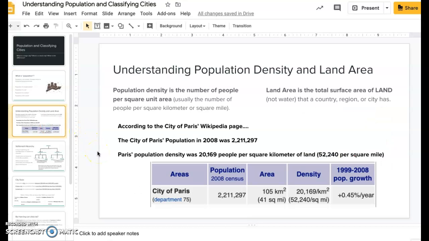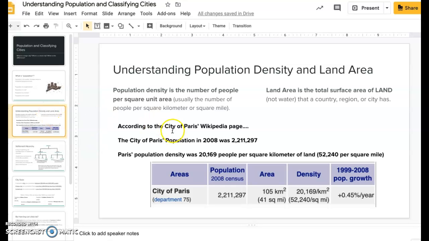We also need to understand population density and land area and what those things mean and how population might be different from population density. So population density is the number of people per square unit area. That means usually we say the number of people who live per square kilometer or per square mile. So land area would be the total surface area of land in the place that we are counting the population of.